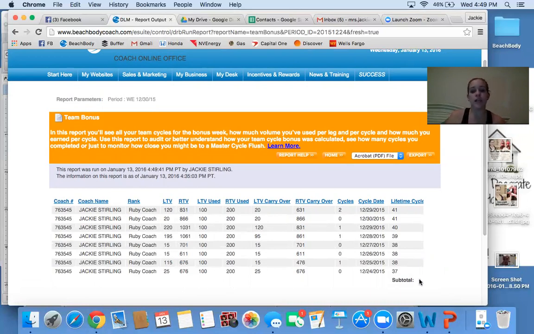So far in the last five months, I've cycled 41 times. That's about $38 a cycle, which is a lot of money. It starts to add up.